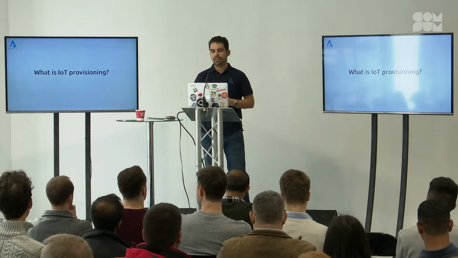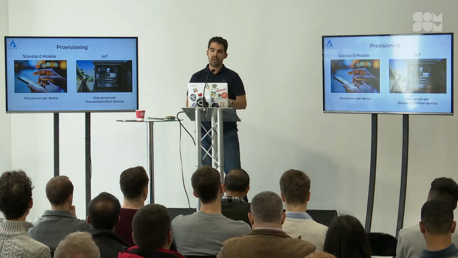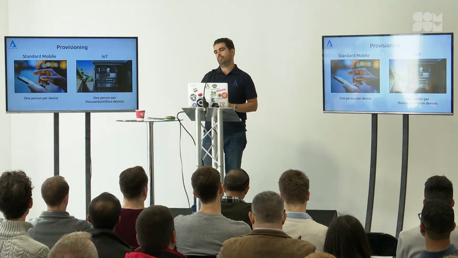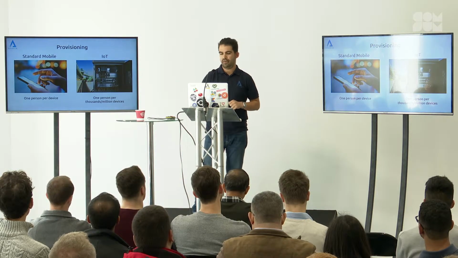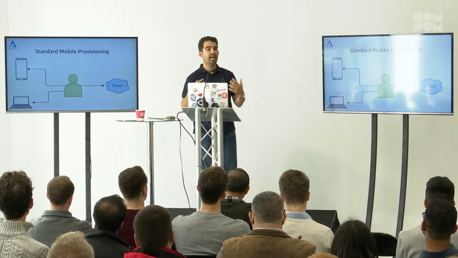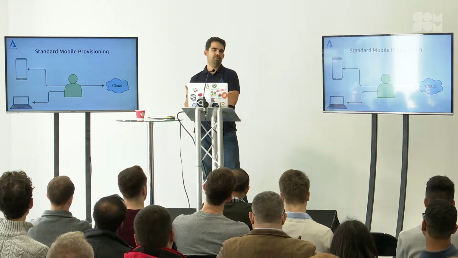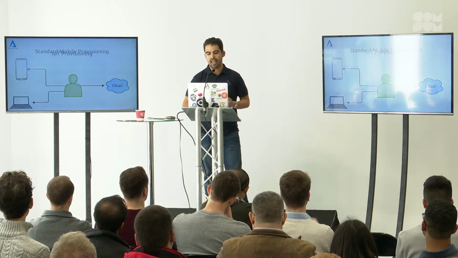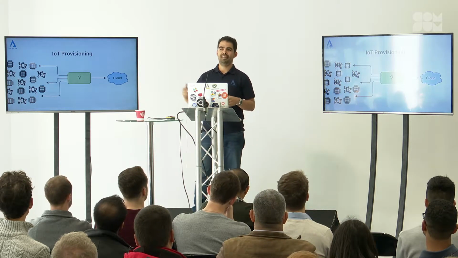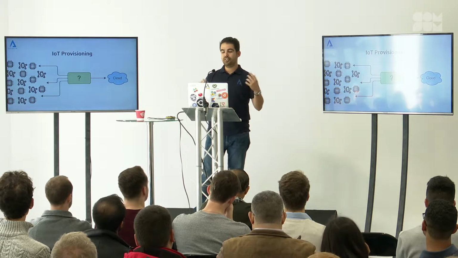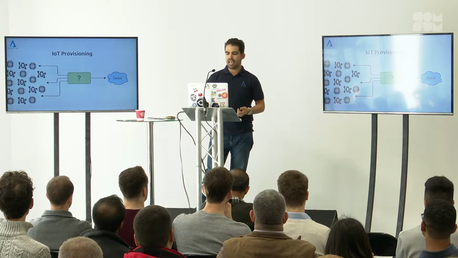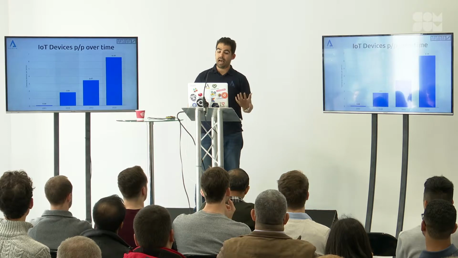That's it. In standard mobile, you have one person per device, and in IoT, you have one person per thousands or millions of devices. That's the ratio you have there. In standard mobile provisioning, the person puts the username and password onto the device. You get a new phone, you put yours there, and you do the same with the computer. But when you have thousands of devices, it's going to be difficult to go to each one of those devices and put in the username and password again and again and again. So you need some sort of system to help you, some automated way to do it.